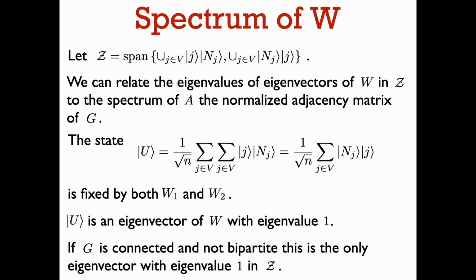The first thing to note is that the uniform state U is fixed by both W1 and W2. Thus U is an eigenvector of W with eigenvalue 1. Also, of course, U is in the subspace Z. It turns out that if G is connected and not bipartite, then U is the only eigenvector with eigenvalue 1 in the subspace Z.